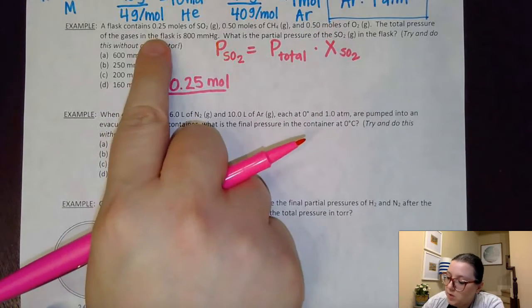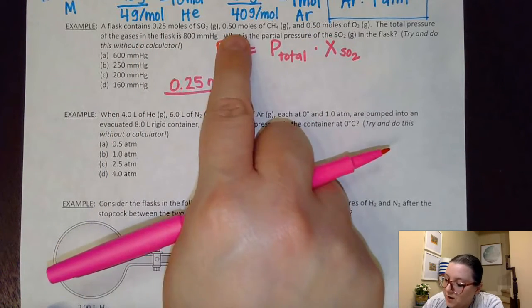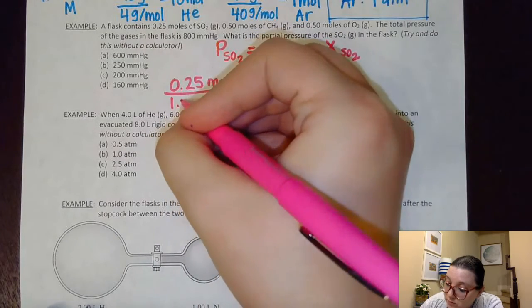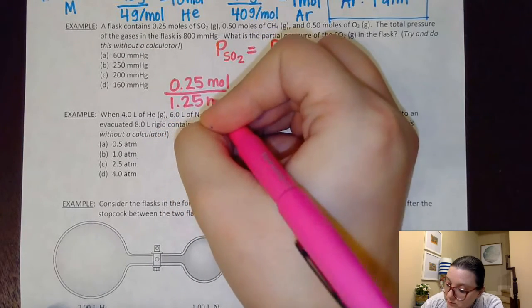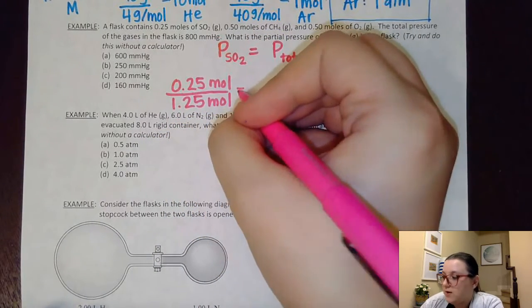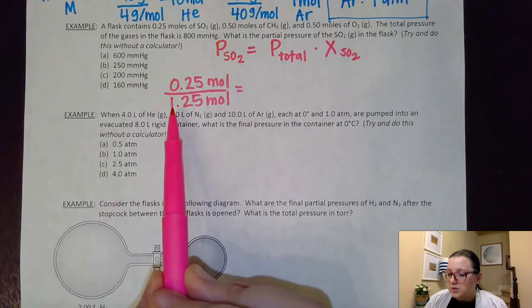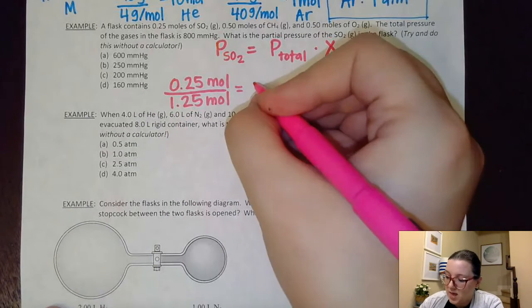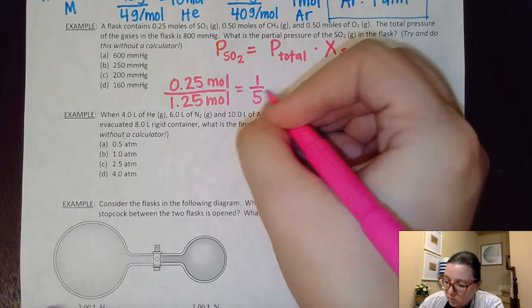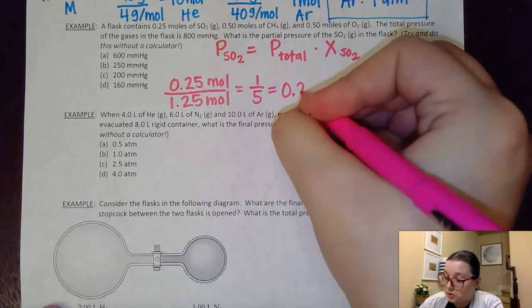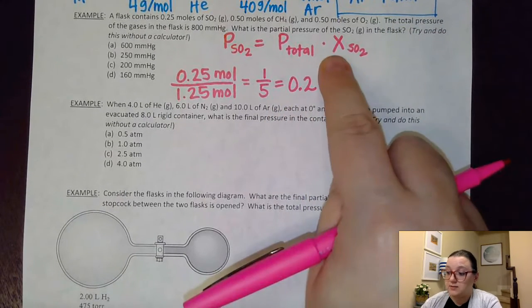And if I add up all my moles, 0.25, 0.5, and 0.5, that would give me a grand total of 1.25 moles total. So if I'm thinking here about a mole fraction, well, let's do a little mental math here. 0.25, a quarter, into 1 1/4 is the same thing as 1 over 5, which means I have a mole fraction here of 0.2 for my value for X here.